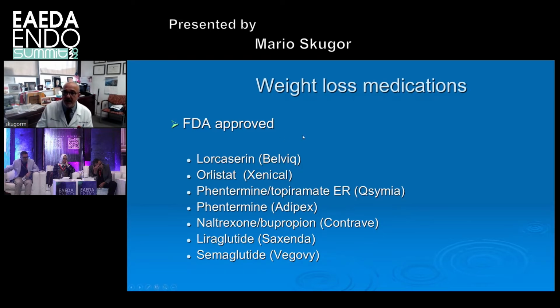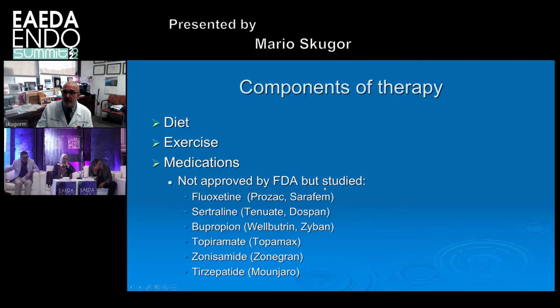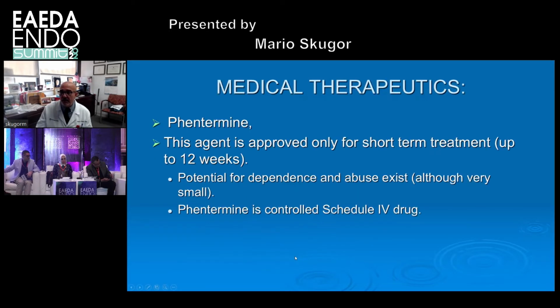Now, on my next slide, I'll show you those that are not approved by the FDA. Fluoxetine, but it can be used. Sertraline, bupropion on its own, topiramate on its own, zonisamide on its own, and then this last one, tirzepatide. Well, when I was sending these slides to you, it was not approved by the FDA, but now it is. Tirzepatide is a medication that I want to talk about in a little bit more detail later because it's very exciting.